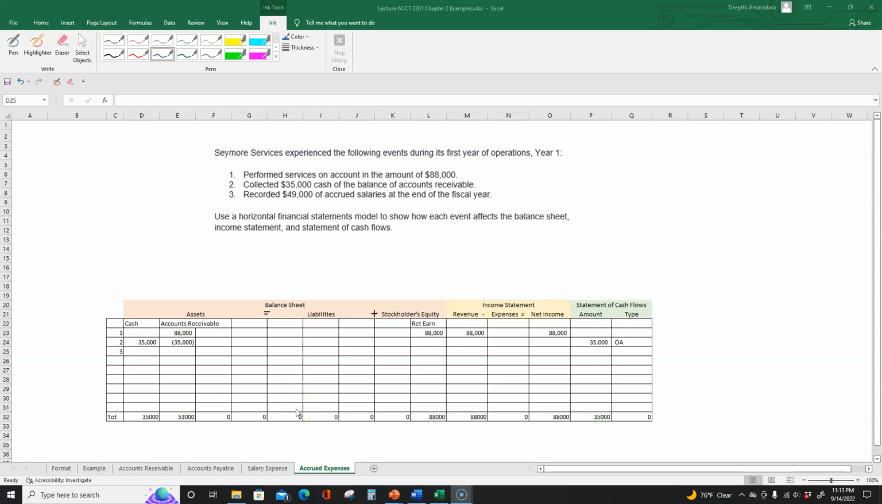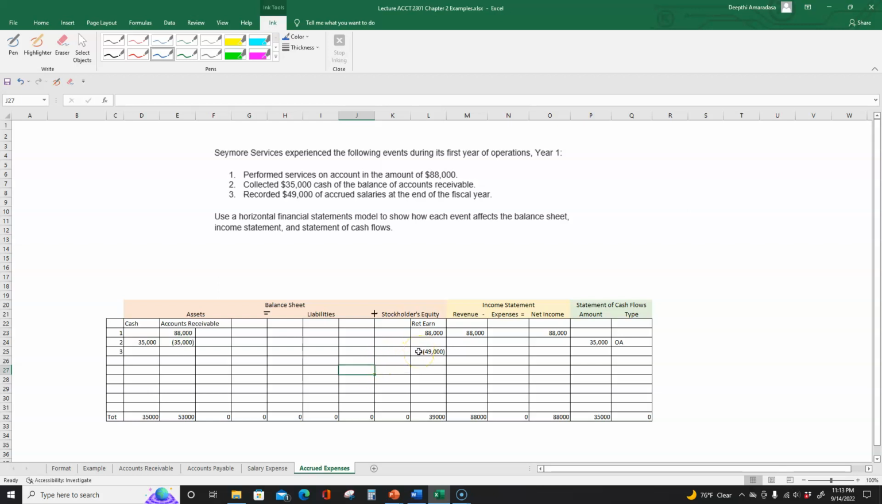So how does this affect the balance sheet? We know that these $49,000 of salaries are salary expenses. Expenses have the effect of decreasing retained earnings. So we're going to go to retained earnings and show that retained earnings would have decreased by $49,000 because of these accrued salaries. It's a salary expense.